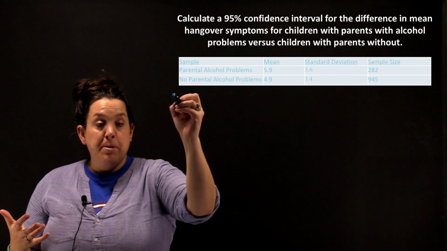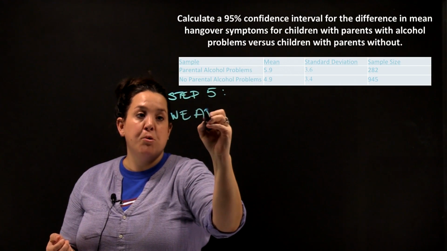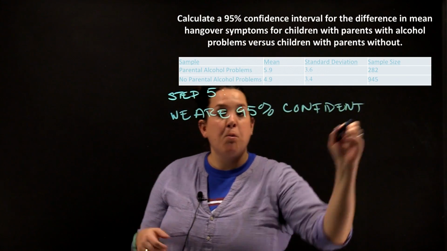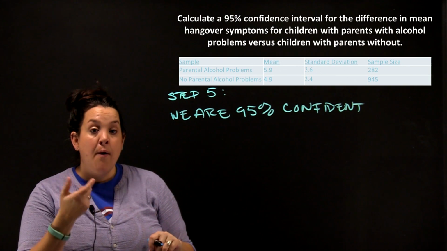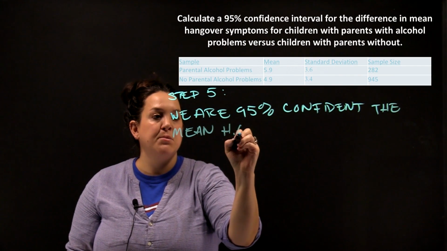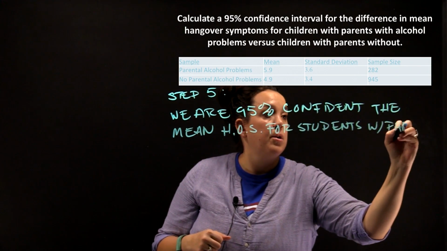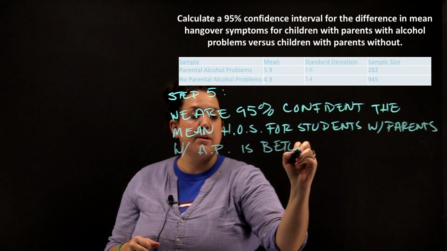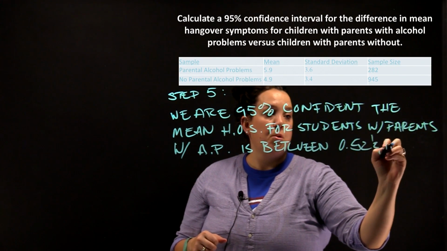So then the very final step is step 5, which is making the interpretation. We're going to start with how confident we are. And for this problem, remember we were trying to be 95% confident. So we are 95% confident. And then what we're going to do is take the parameter that we defined in step 1, but instead of having that minus section, we're going to put the interval in that location. So here we're 95% confident the mean hangover symptoms for students with parents with alcohol problems is between, and as I said, instead of having the minus, this is where we're going to put the interval. So it's between 0.52 and 1.48.